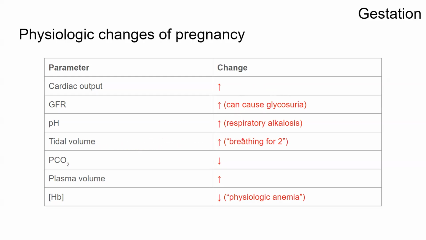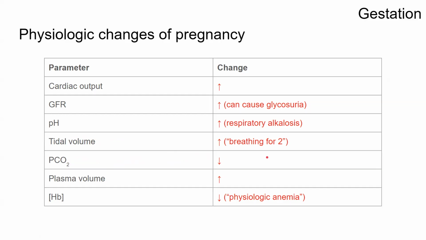Tidal volume increases because mom is breathing for two, is kind of how I remember it. And because tidal volume is increasing, minute ventilation increases, right? Minute ventilation is tidal volume times respiratory rate. Tidal volume is the really big driver in this case. So minute ventilation is increasing, and because minute ventilation is increasing, mom is breathing off more carbon dioxide. So her serum carbon dioxide, the PCO2, decreases.